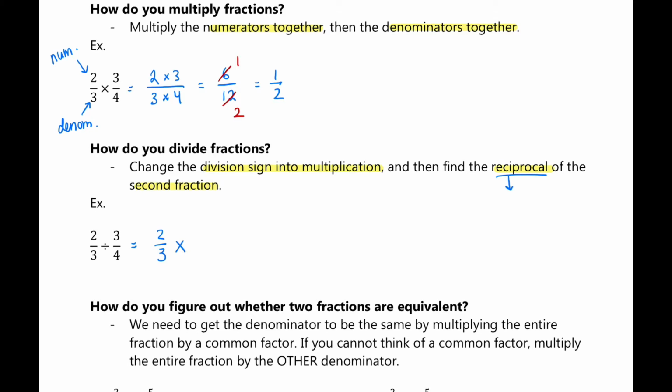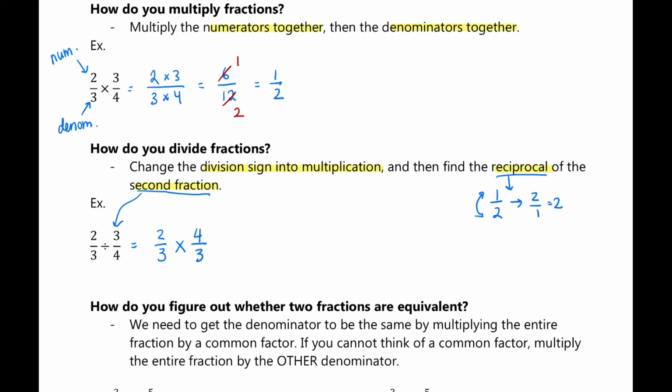Reciprocal is when the fraction flips top and bottom. So numerator becomes denominator and denominator becomes numerator. For example, reciprocal of 1 over 2 is 2 over 1, which is equivalent to 2. Okay, so we are flipping the top and the bottom. That's reciprocal. So we're only reciprocating the second fraction, which is this one, the second one. So we'll multiply by 4 over 3.